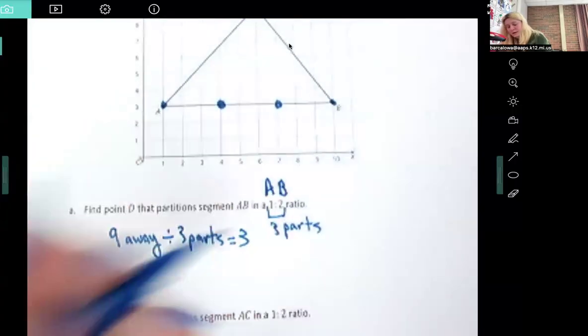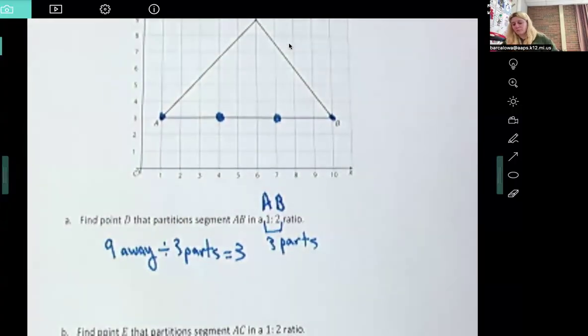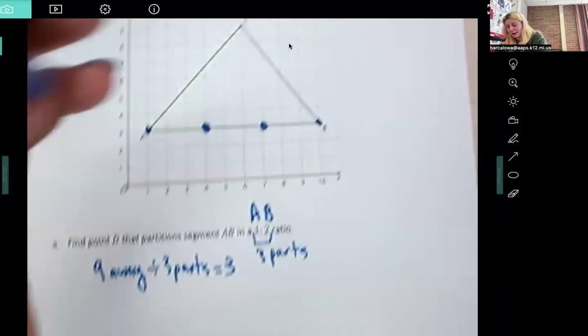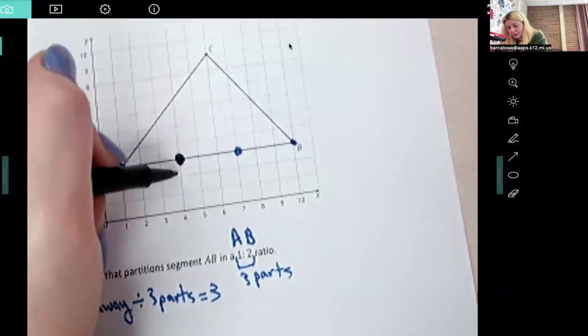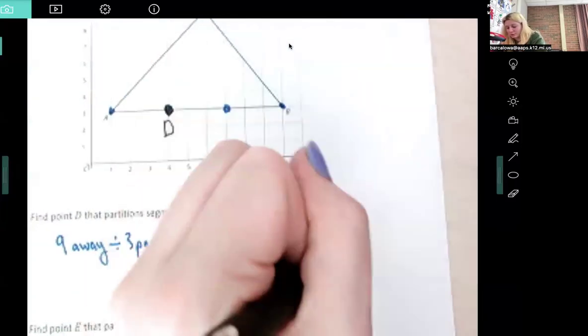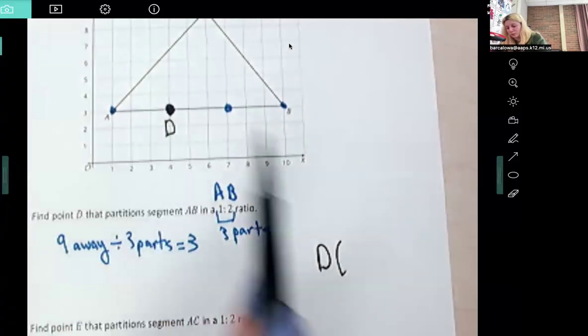So then this 1:2 ratio, A, B, 1:2. The segment that is 1 should be closer to A. So I'm looking at this point. This would be point D. And let's put the coordinates just so our teacher knows for sure which one we're talking about. So 4, 3.